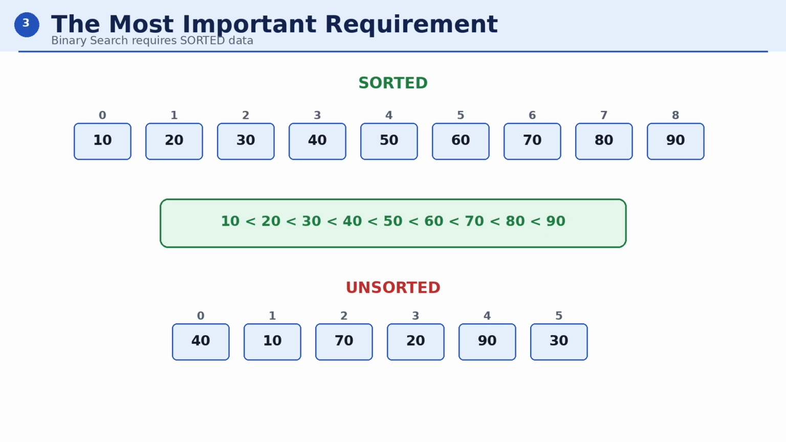But if the array is random, we can't make that assumption. For example, 40, 10, 80, 20, 60, 30, 90. That is our array. If we look at the middle and see 20 and our target, the value we are trying to find, is 60, we can't simply say 60 must be on the right side because the array is not sorted. It might be anywhere. So remember, sorted data is essential for binary search.